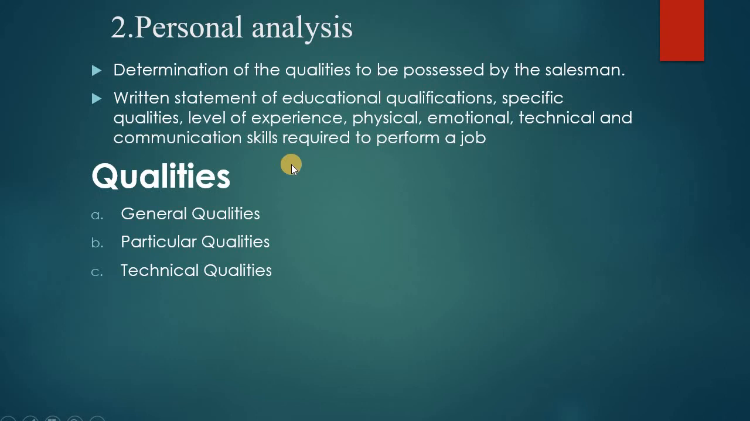It is a written statement of educational qualifications. You need to have certain educational qualifications, specific qualifications, a level of experience, and the physical, emotional, technical and communication skills required to perform the job. All these need to be analyzed while appointing a salesman. Physical skill, emotional skill, technical skill and communication skill are very important for a salesman.